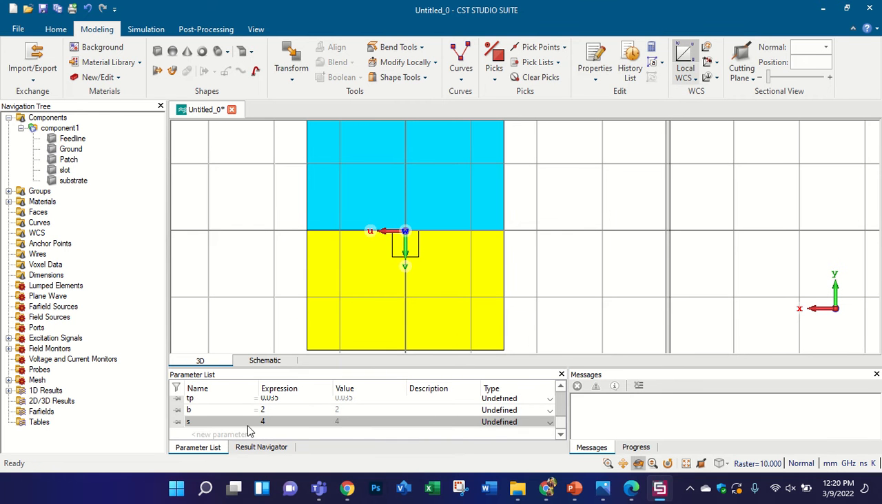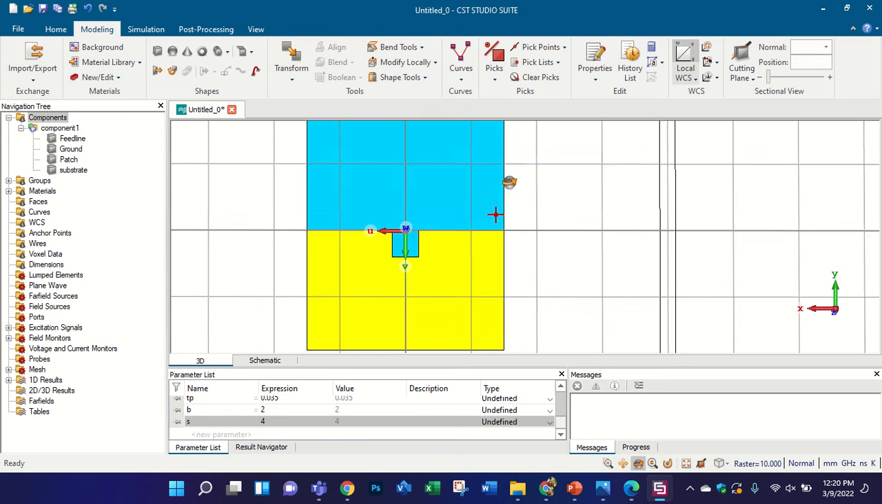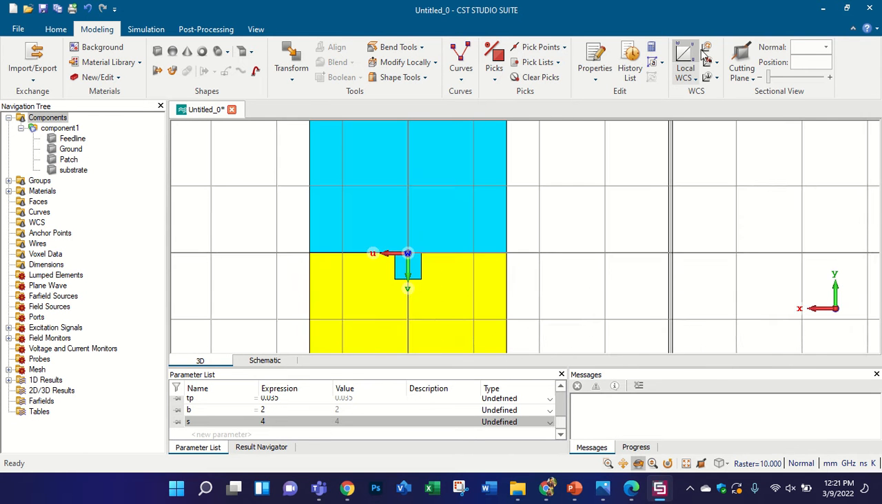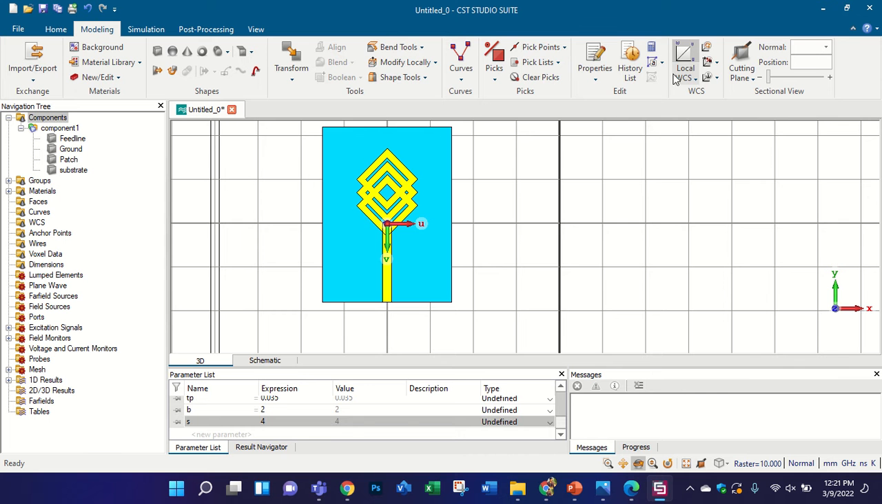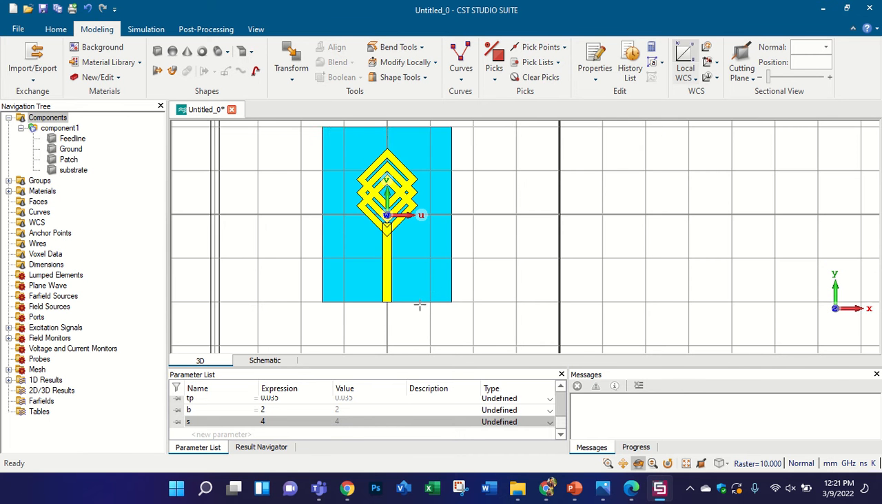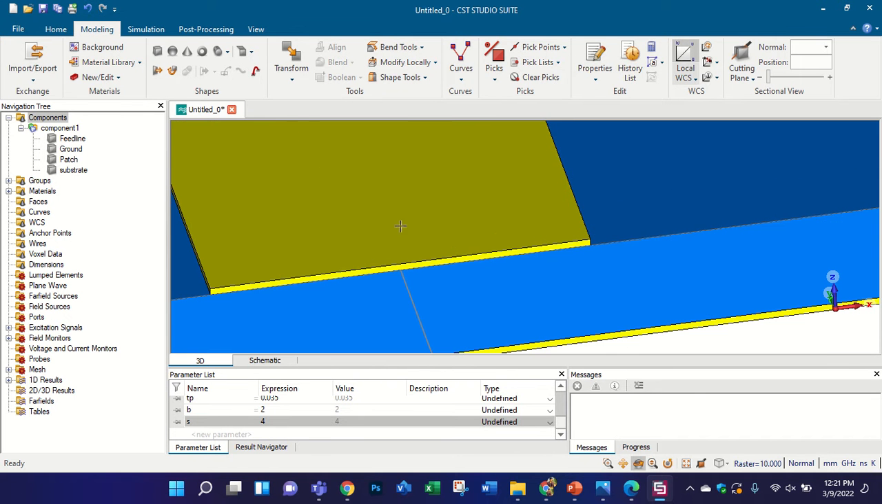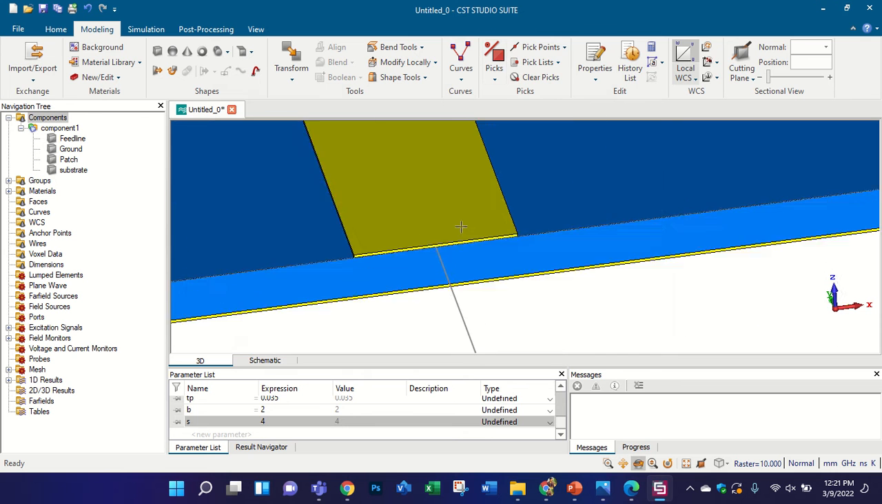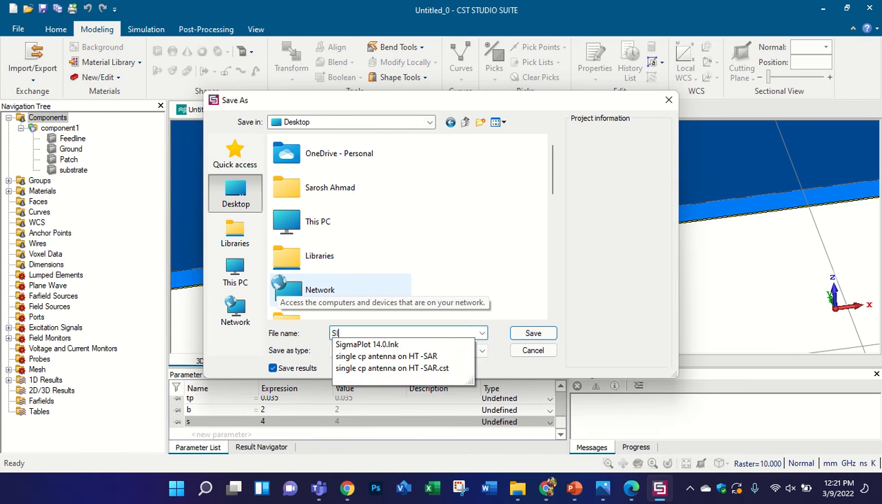Now I select the ground plane, press the minus button on the keyboard, then select the slot and press enter. We have a slot like this. Now let's simulate this one, and you need to check the results. You need to check at which frequency band it is shifting, but first let me save this file. This is a simple antenna.